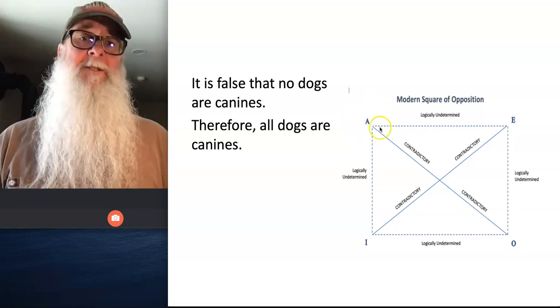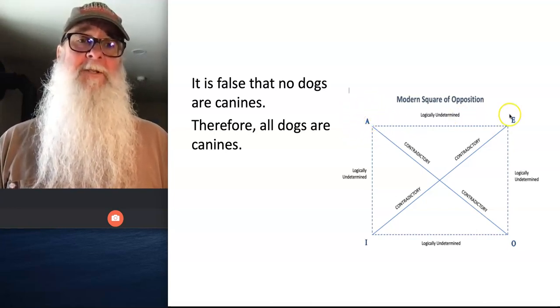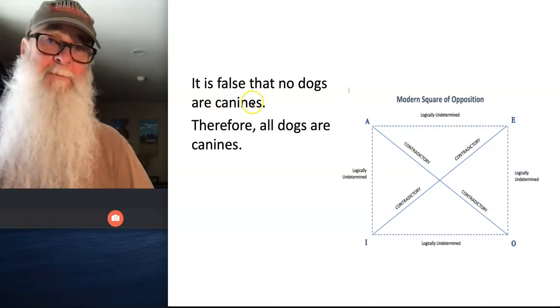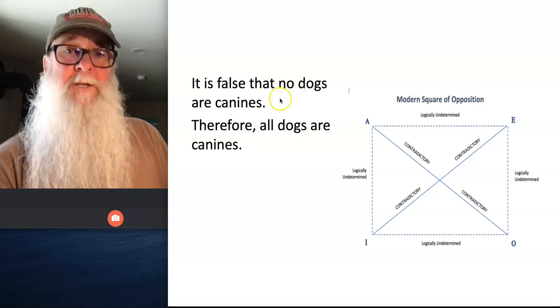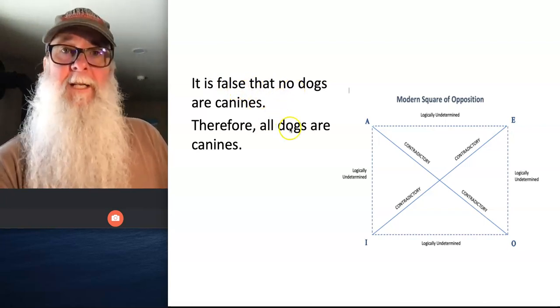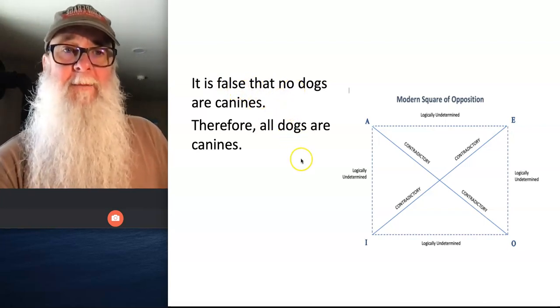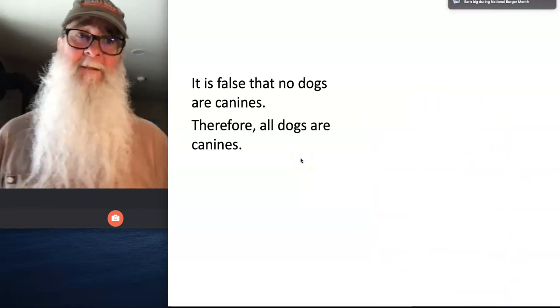On the modern square of opposition, I can see that corresponding A and E statements have logically undetermined truth values. So from the modern perspective, from the Boolean standpoint, even assuming that no dogs are canines is indeed false, I can't draw any conclusions about the corresponding A claim. And that tells me from the Boolean standpoint this argument is invalid.